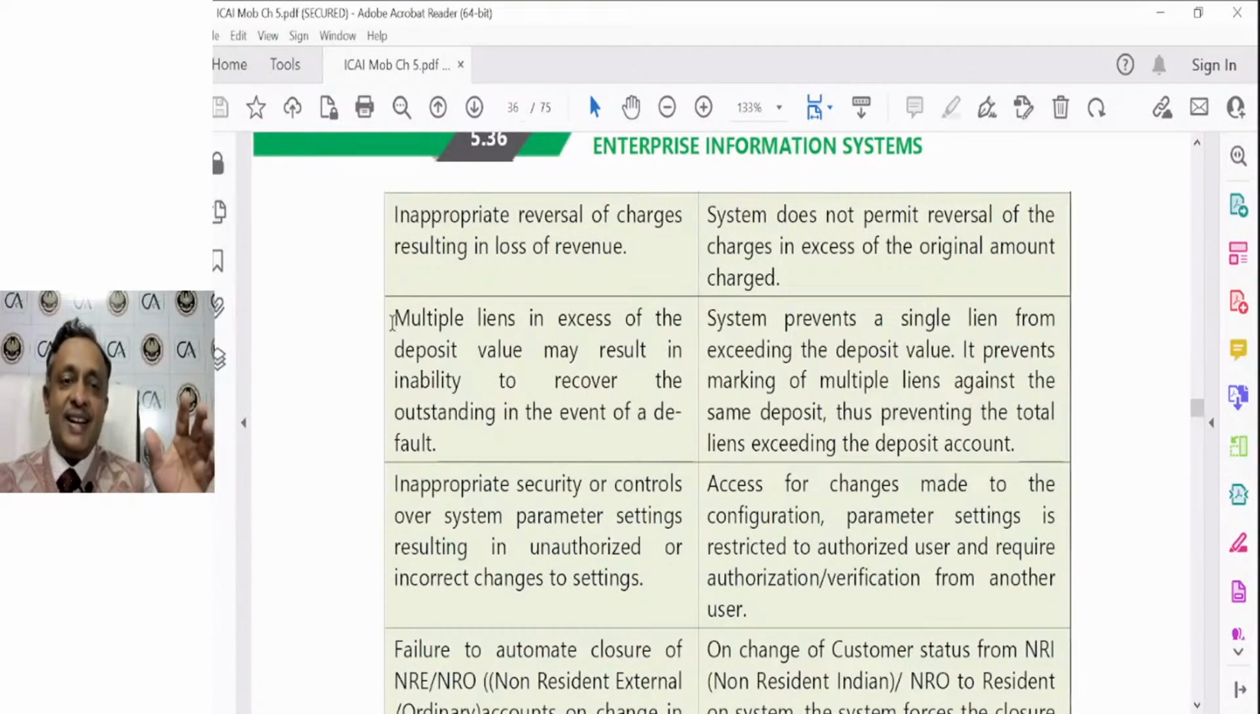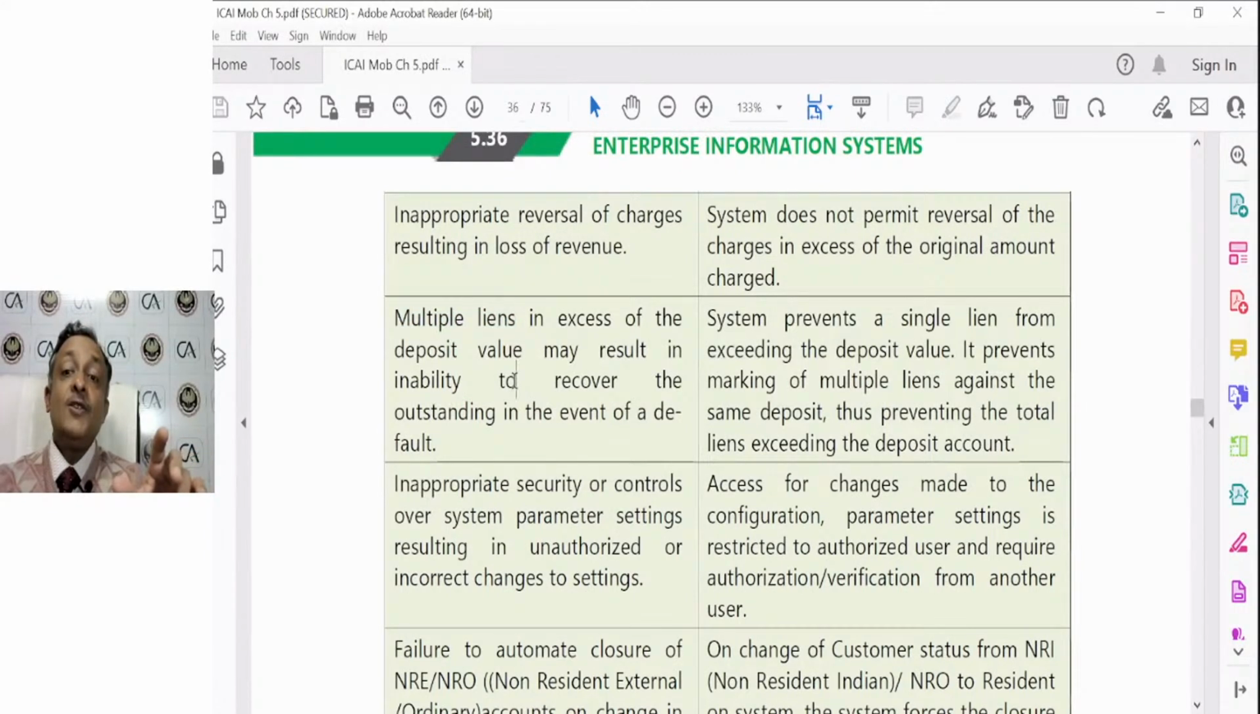Now again understand, each cell has some technical words. So like someone has asked, I'll answer those words. Once we complete this, I'm keeping a note of all your queries. I'll answer them. So here also there is a word, multiple lien.